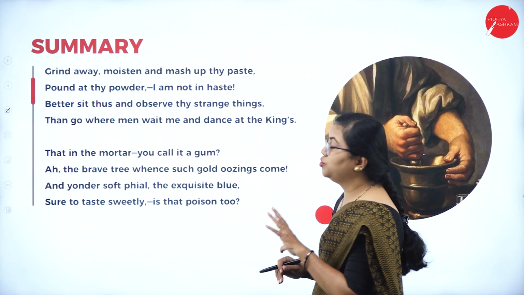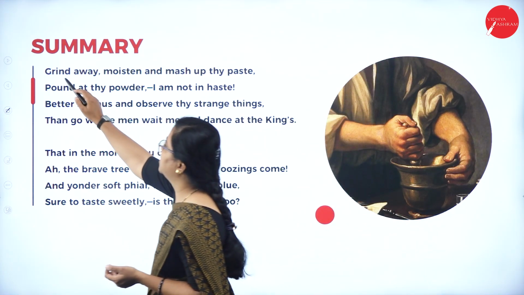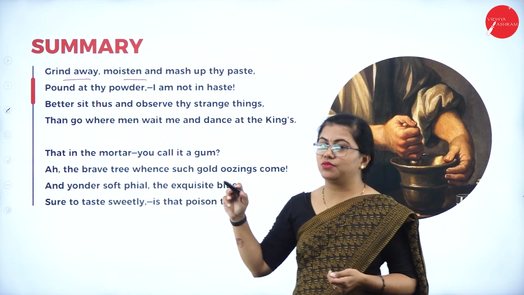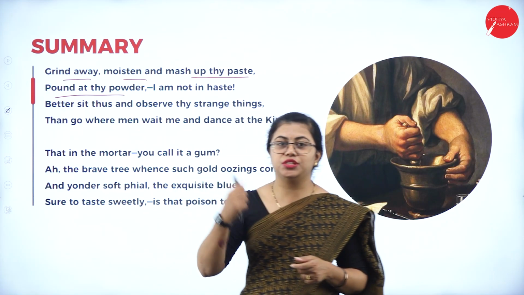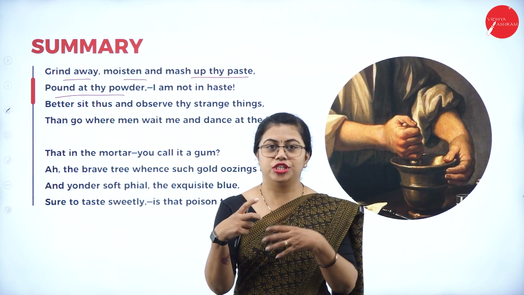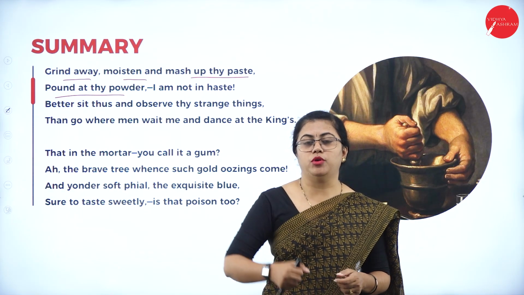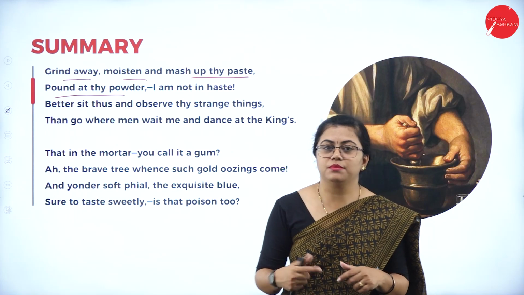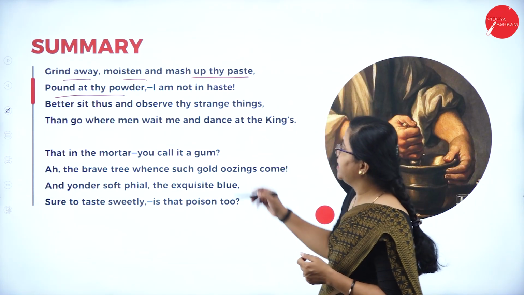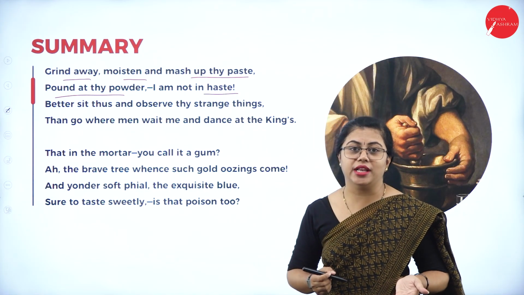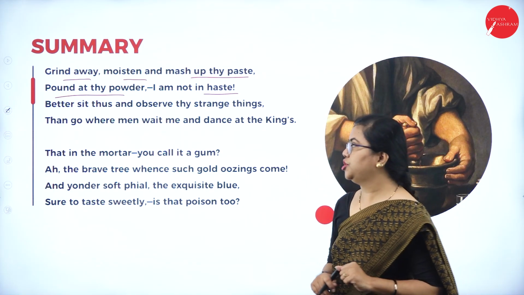So she is trying to tell the process of how she is preparing the poison. She is grinding it. Moisten means she is mixing it with water and making it like a paste. Pound at thy powder. So she is pounding the powder. What is pounding? Take some very heavy material, put everything in one place and pound it. Pound means to beat so that it becomes powder. Fine. I am not in haste. Haste means in a hurry. I am not at all in a hurry. I have enough time. I want to do this job perfectly, is what she is telling.